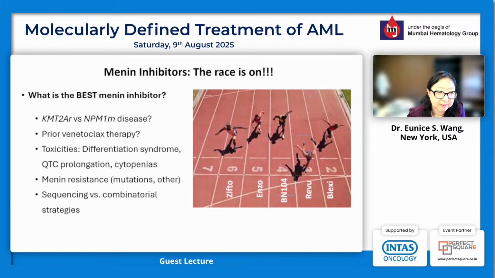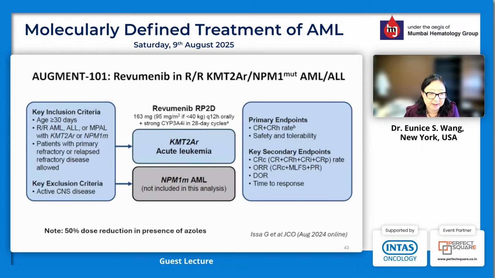Is there a difference between patients who have KMT rearranged disease versus patients that have NPM1 mutant disease? What about prior therapies? Do they influence the sensitivity of relapsed patients to these inhibitors? What are the toxicities? Some of these toxicities are toxicities we see across the class, whereas some of them, like the QTc prolongation, are specific to one agent. What about resistance? And of course, because they work in the relapsed refractory setting, what about bringing them to the forefront for combination studies, both in the relapse and the upfront setting?